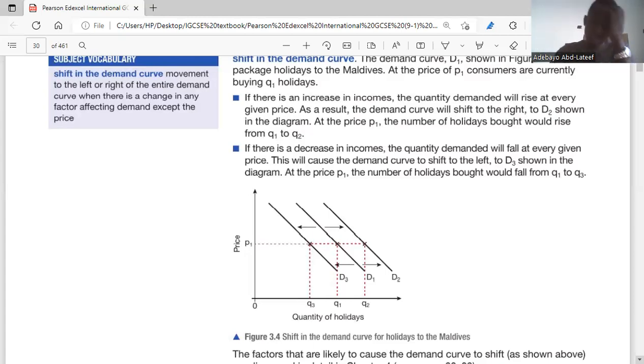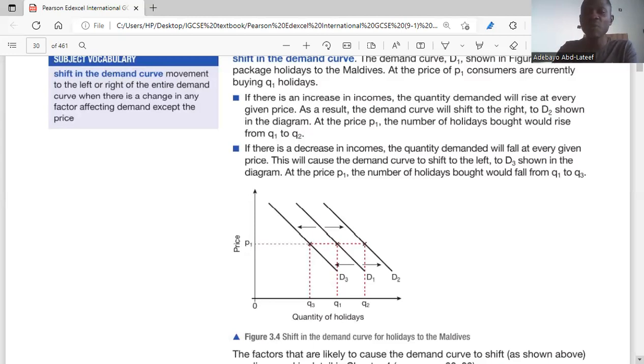So please look at me, please. So what they are saying is this. Income is the amount of money an individual makes. So if your level of income increases, that means if the amount of money you make increases, the quantity demanded for certain products or services will increase. Just an example given here, holiday in Maldives. If the level of income increases, the quantity demanded for holiday in Maldives will increase. But if the level of income falls, the quantity demanded for holiday in Maldives will fall.